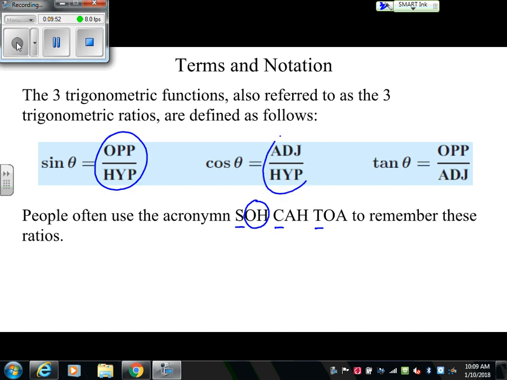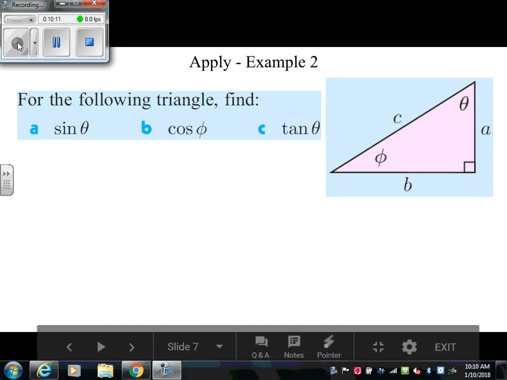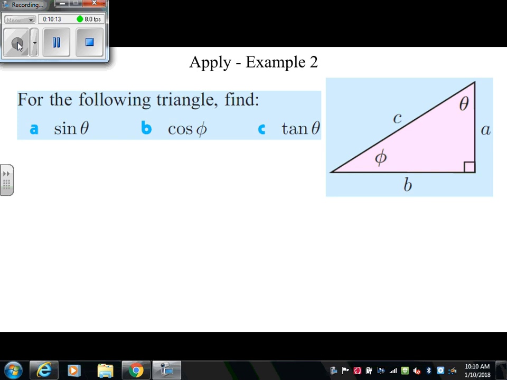Cosine is adjacent over hypotenuse, and tangent is opposite over adjacent. So a lot of times when we have to deal with setting up trig ratios, right away on my worksheet or test, I will write down this acronym, SOHCAHTOA, so that I can more easily remember which ratios I need for each non-right angle.